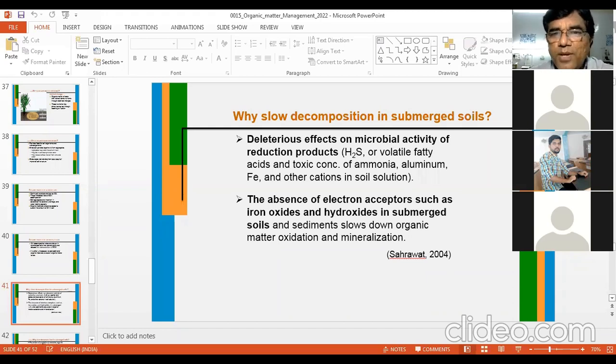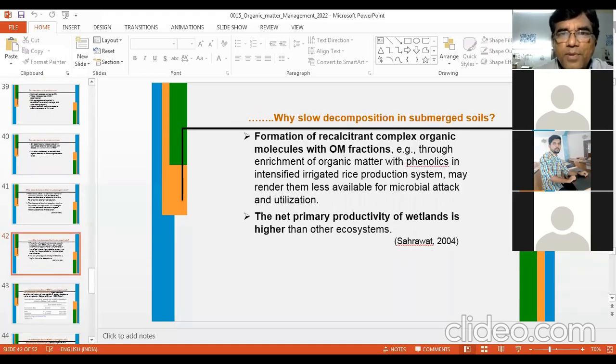Number two, the absence of electron acceptors such as iron oxides. There are no oxides under reduced conditions, only hydroxides in submerged soils and sediment, which slows down organic matter oxidation and mineralization. Number three, formation of recalcitrant complex organic molecules. Enrichment of organic matter with phenolics in intensified irrigated rice production systems may render it less available for microbial attack and utilization. This means a fraction of organic matter is converted to recalcitrant complex organic molecules, which are less affected by microbial activity. Therefore, slowly, the organic matter levels increase in submerged soils.